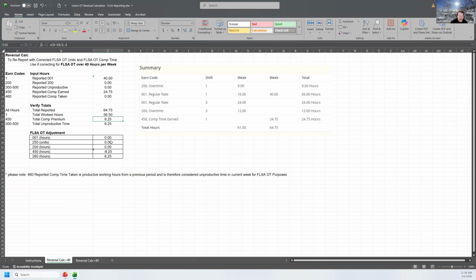All right, so then we go to our adjustment. Zero adjustment here makes sense because I didn't have any overtime here, so nothing to adjust. But I did have comp time earned, and we know we need to put that premium portion into the FLSA OT premium bucket. So that's why we're taking negative hours here and putting positive hours here.